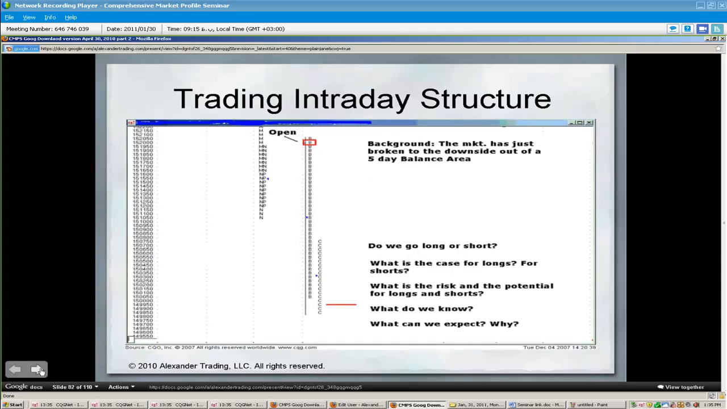Now, this is a good one. Okay, here's the background. The market has just broken to the downside out of a 5-day balance area. Opened here, you have this wide range down. Do you go long or short here? Or anything? You know, you didn't take a trade. You're sitting here looking at the market.